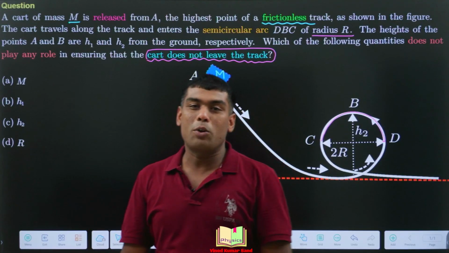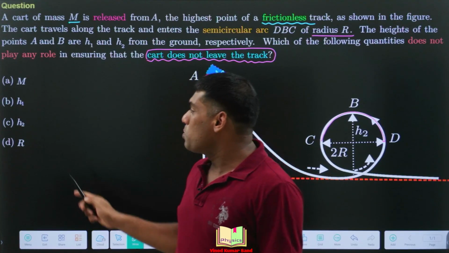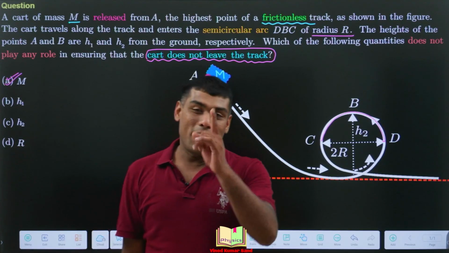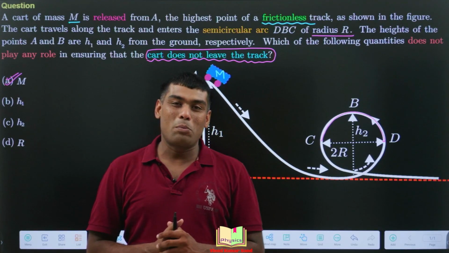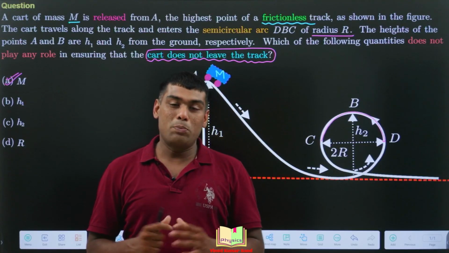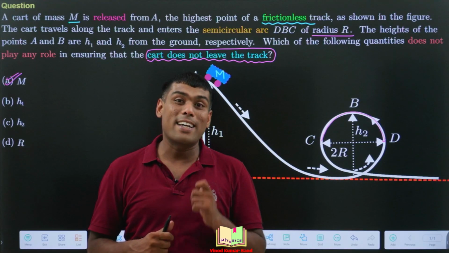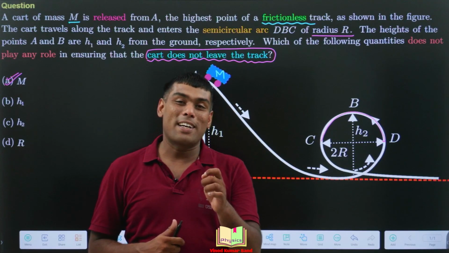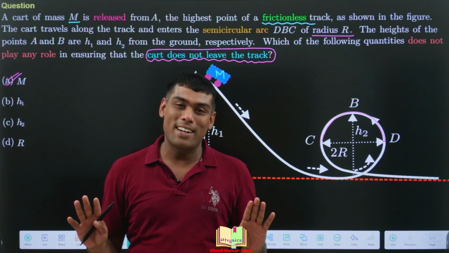Then which of the quantities are of no use? The answer would be obviously this M. If you remember the vertical circular motion, you might be remembering the formula for the critical speed, the V minimum. And in that formula of the critical speed, the mass doesn't appear.